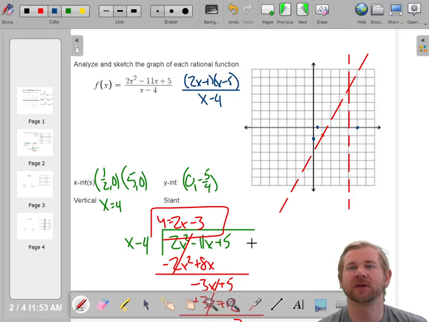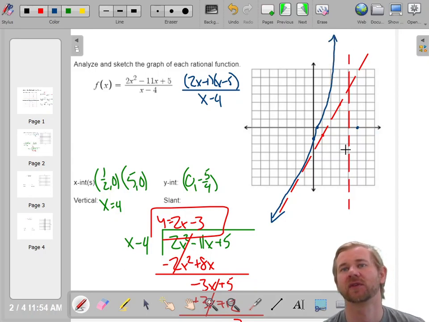So the asymptotes tell us the end behavior. It's going to follow along the slant asymptote, and then it's got to eventually go up and just run into this vertical asymptote.